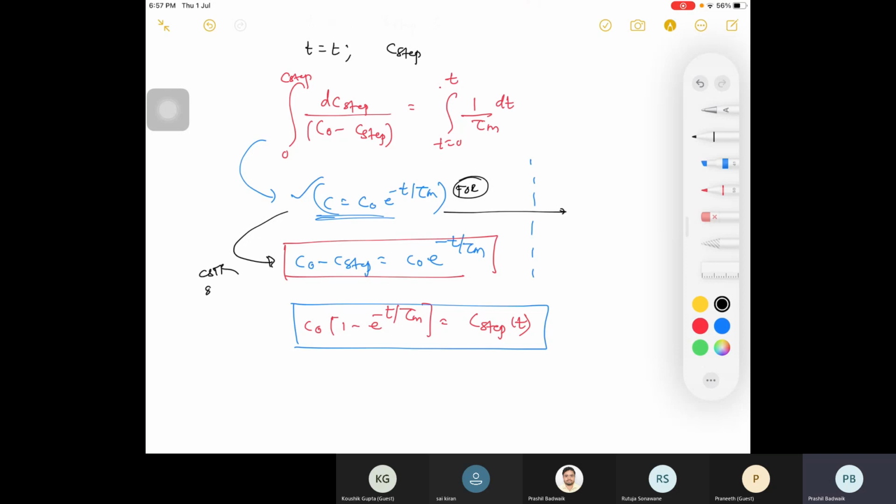This is your CSTR with step injection. What was your equation for CSTR with pulse injection? C at any time t for CSTR with pulse, I am writing C naught e to the power minus t by tau m. And here it is similar, but there will be C step t, right?